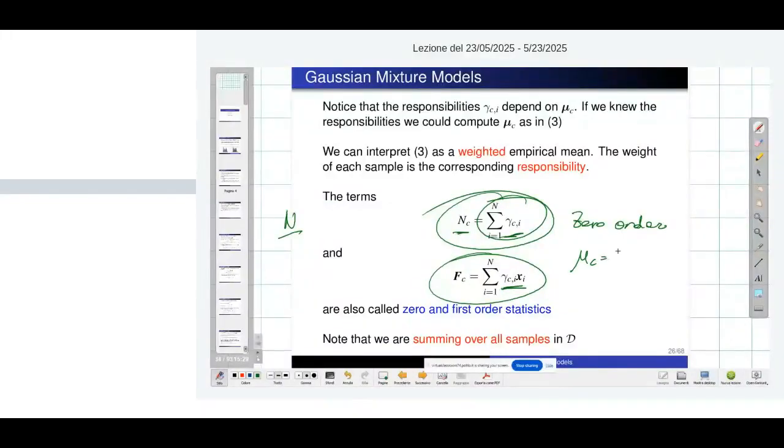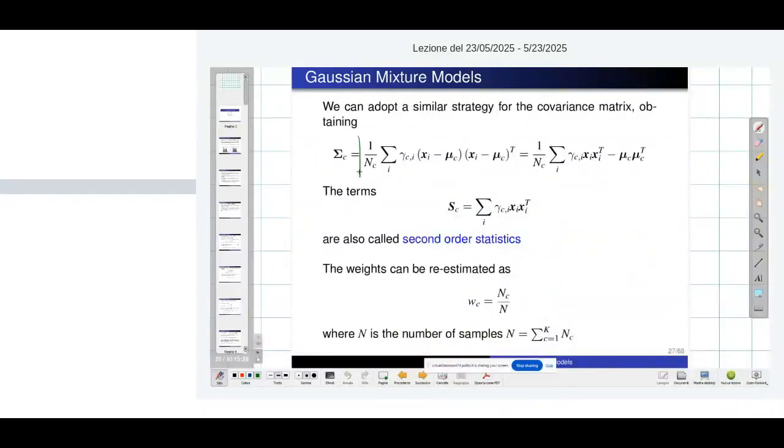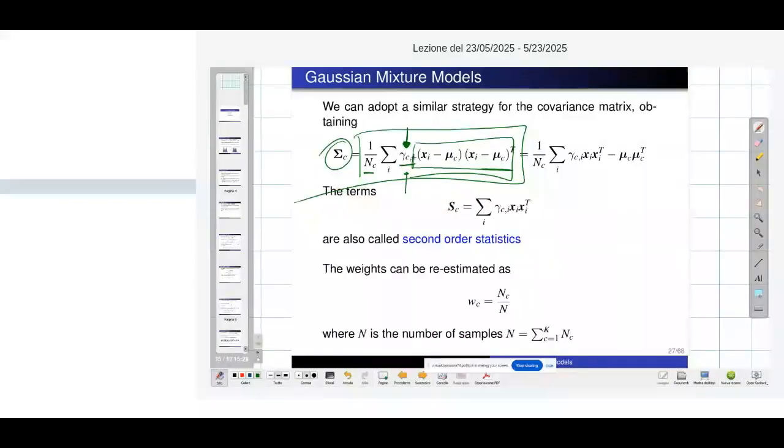The mean corresponds to what? The ratio between the first-order and zero-order statistics. Now, for the covariance matrix, we are not going to prove it, but we can show that the covariance matrix will be, again, a weighted sum of the contributions of the different samples. Each sample will contribute for a fraction equal to its own posterior probability. So again, even when computing sigma, a sample behaves as if that fraction of the sample was assigned to that component. In this way, essentially, that fraction of the sample will contribute to the zero, first, and second order statistics.